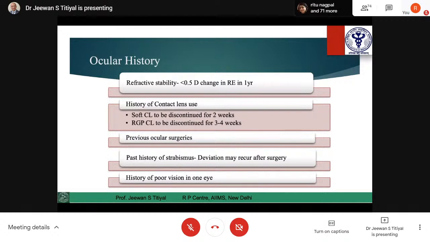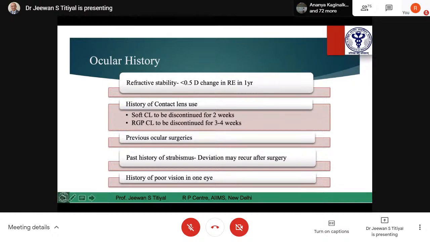This is also important: refractive stability should be there within 1 year. The change should not be more than 0.5 diopters, spherical equivalent wise. If the patient is using contact lenses, soft contact lenses should be off for at least 2 weeks, and if the patient uses rigid contact lenses, they should be discontinued for at least 4 weeks, so that the cornea shape or topography comes back to normal. Because contact lenses per se will change the corneal topography, and if you take that as a criterion, then your refractive correction will not be predictable in these cases. Any previous ocular surgery should be checked.